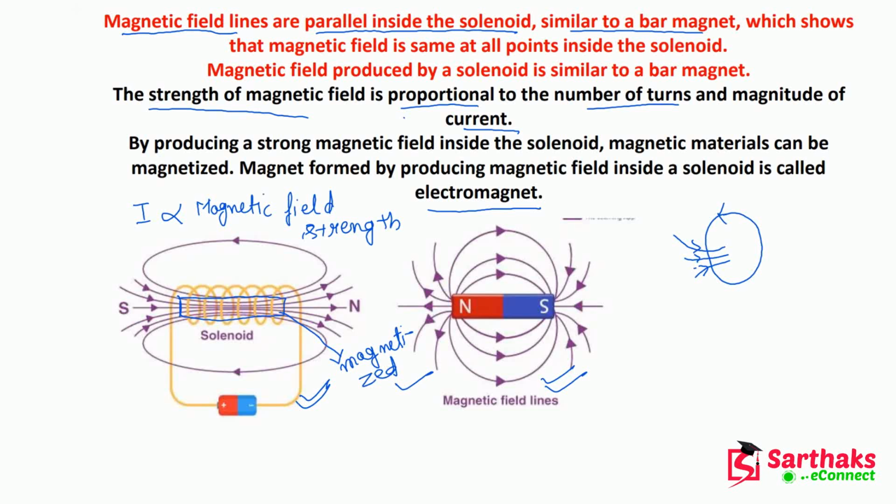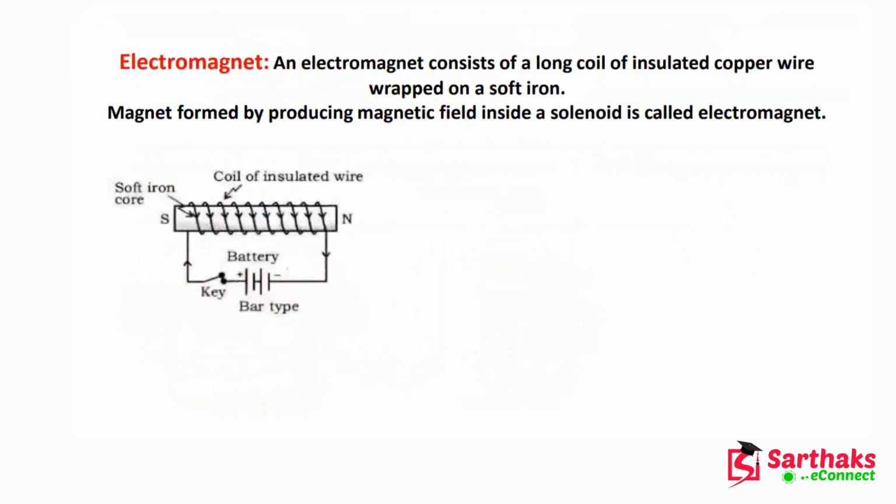So now guys, a magnet formed by producing a magnetic field inside a solenoid, this type of magnetized material is known as an electromagnet. So I hope you understand this point. Let's move ahead.